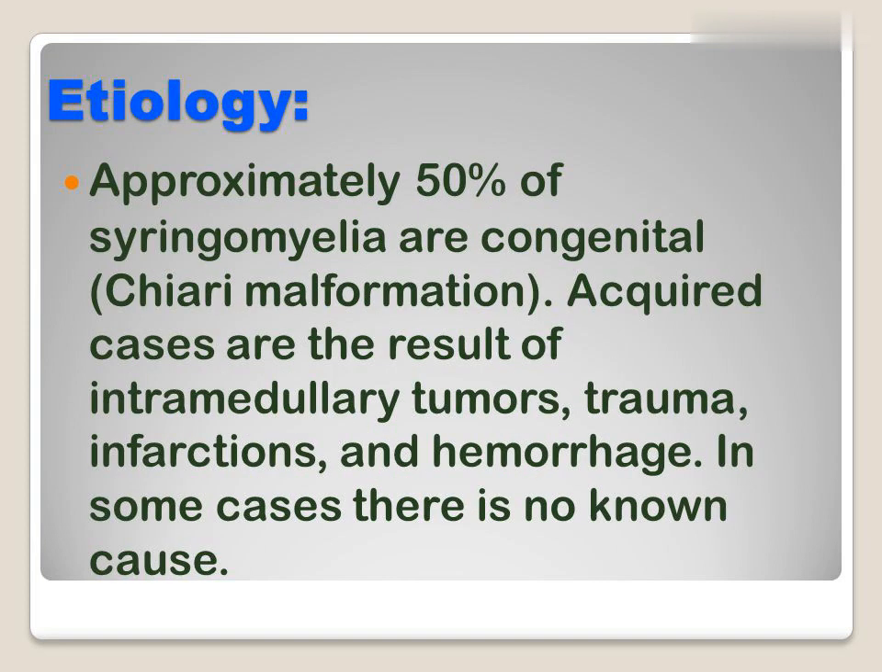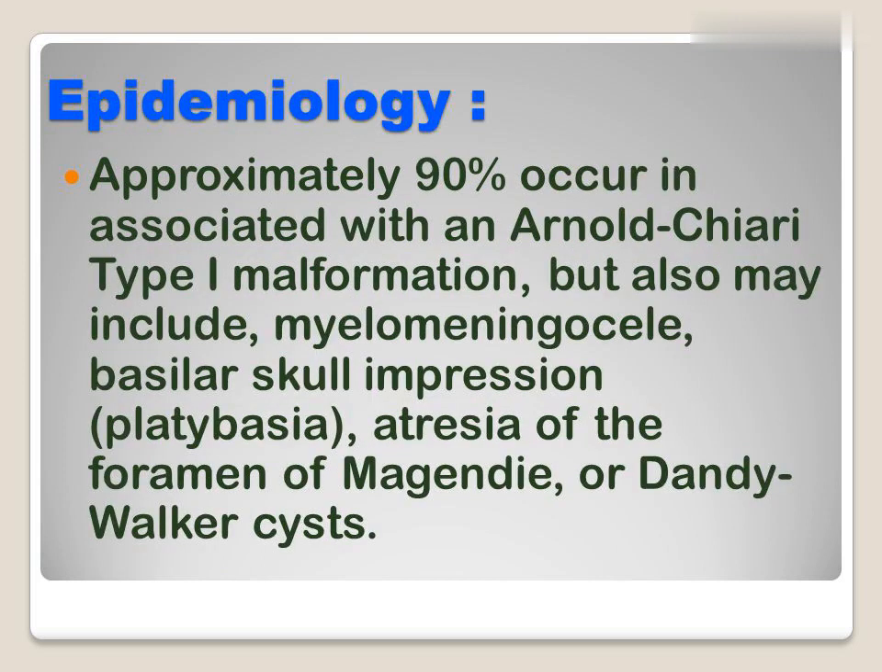Etiology. Approximately 50% of syringomyelia are congenital, Chiari malformation. Acquired cases are the result of intramedullary tumors, trauma, infarctions, and hemorrhage. In some cases there is no known cause. Epidemiology. Approximately 90% occur in association with an Arnold-Chiari type I malformation, but also may include myelomeningocele, basilar skull impression, platybasia, atresia of the foramen of Magendie, or Dandy-Walker cysts.